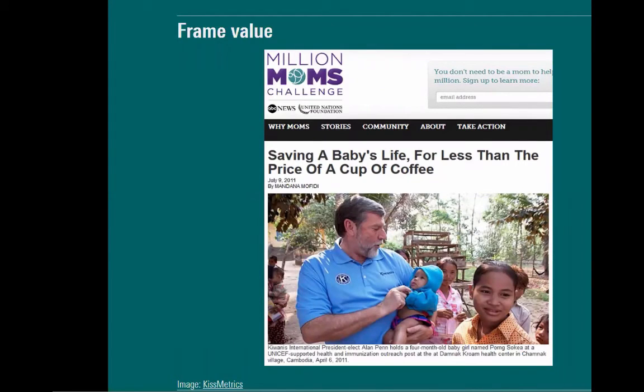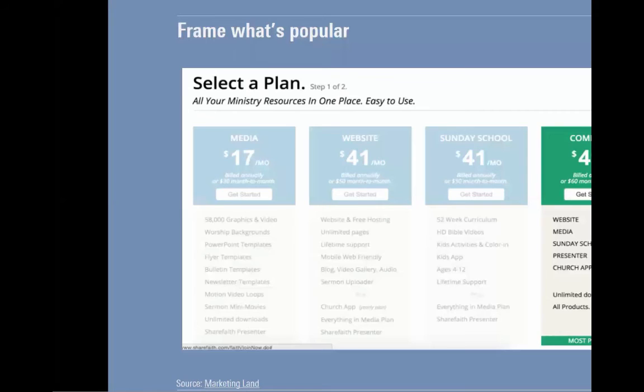Another way to do this is to frame value. So, for example, on this page, they ask for a donation. If the headline just said, please donate $3 today, I might consider donating, but that's not a very compelling message, and maybe I kind of want to keep my $3. But when you phrase it as saving a baby's life for less than the price of a cup of coffee, I feel like I'd be a pretty terrible person if I didn't do that. So you can frame value effectively and show it's not just a dollar amount. There's more things involved, and there's more value in that.